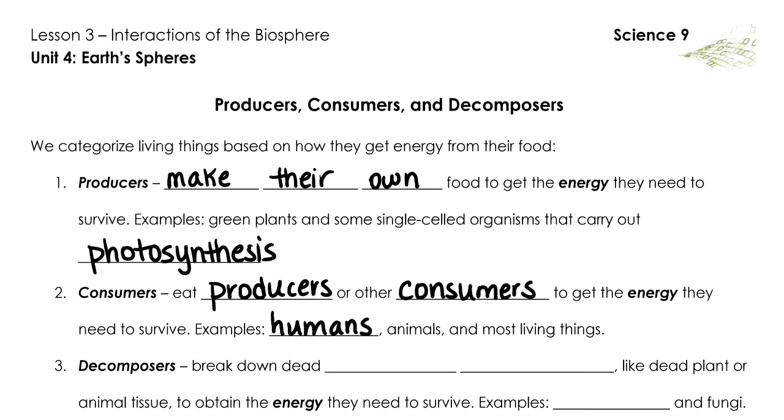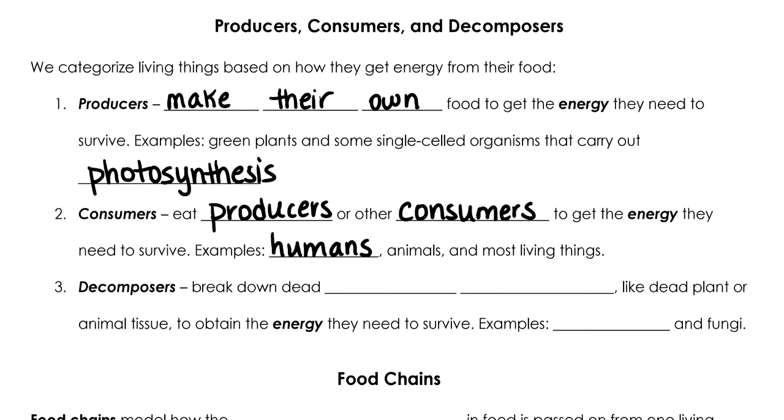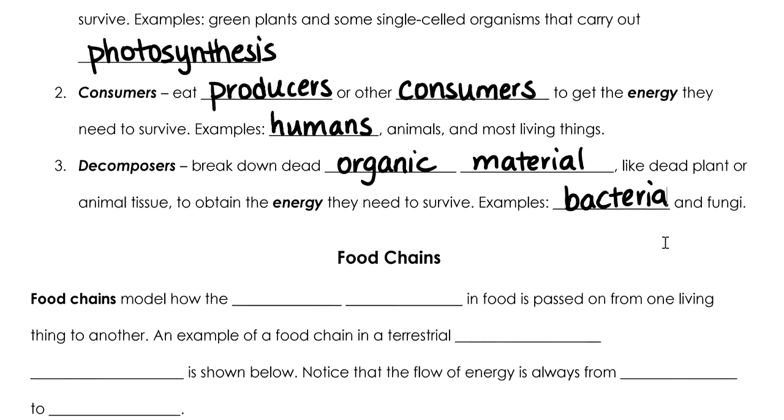The final category, and the smallest one, but arguably very important, is the family of decomposers. These are organisms that break down dead organic material, like waste. They chow down on dead plants or animal tissues to obtain the energy that they need to survive. Examples include bacteria and fungi, but in doing so, they're also part of a really important regenerative process that completes our food chain. Which brings us to the subject of food chains.